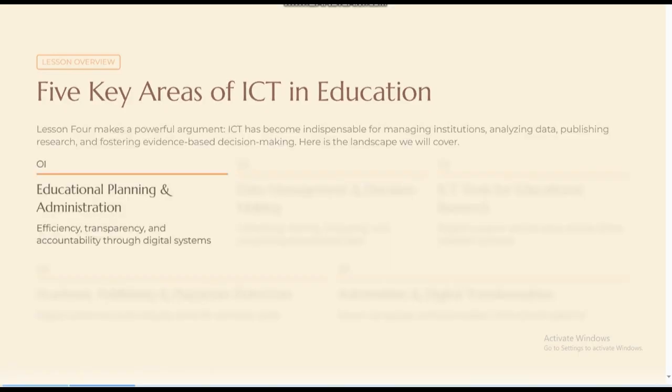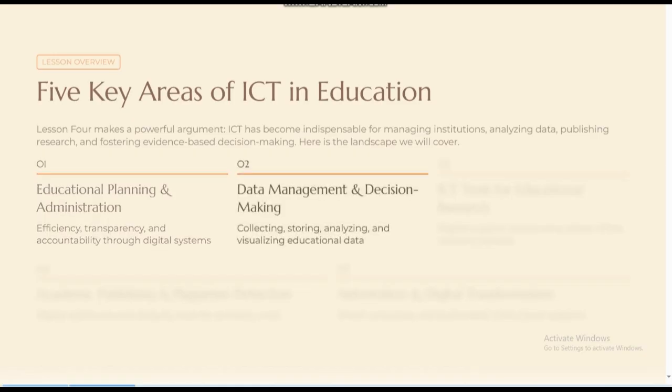My name is Chukwemeka Emeka Joshua. We're going to look at 5 key areas where ICT impacts are indispensable. The first one is educational planning and administration. When considering this, we have efficiency. ICT has brought efficiency, transparency, and accountability to our digital systems. We have data management and decision making through data collected, analysis, and visualization of educational data. Management has been able to make good, evidence-based, data-driven decisions.